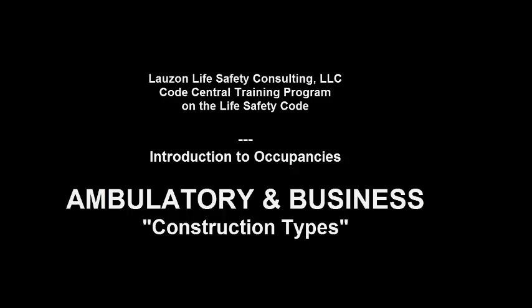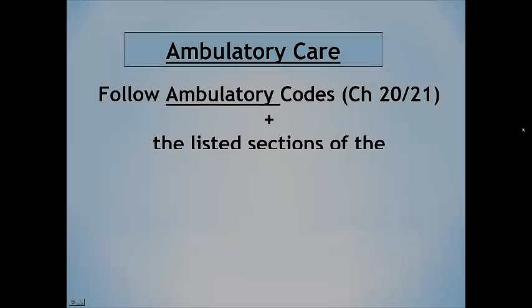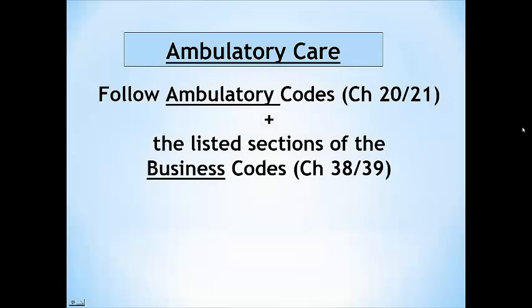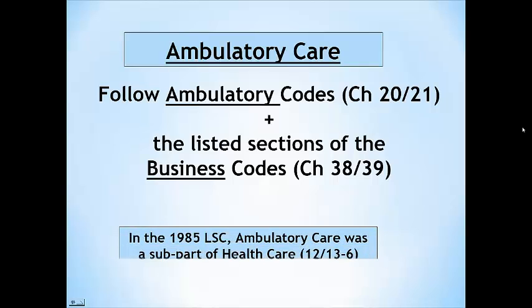So the ambulatory care, when you look at that chapter 20 and 21, you'll be amazed at what it says. It basically says you got to follow what's in here, but it makes references to the business occupancy codes in many, many sections. In other words, the two of them are almost inherently linked together. So what we're going to do in this presentation is I've linked them together. We're going to be covering both ambulatory and business sort of at the same time because they are related. However, keep in mind that they're two separate chapters.